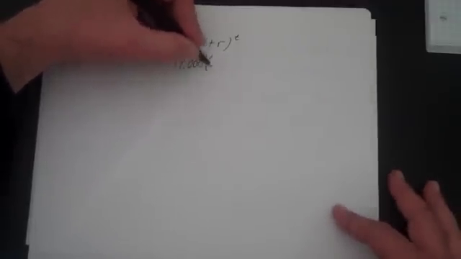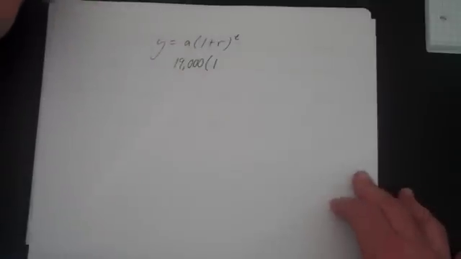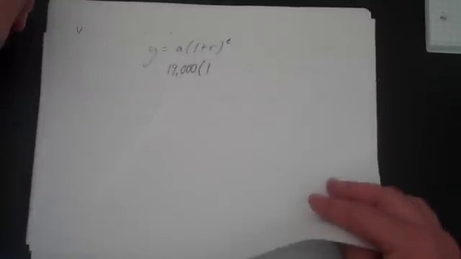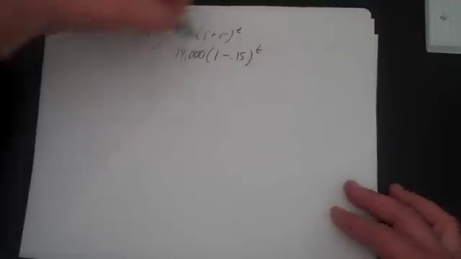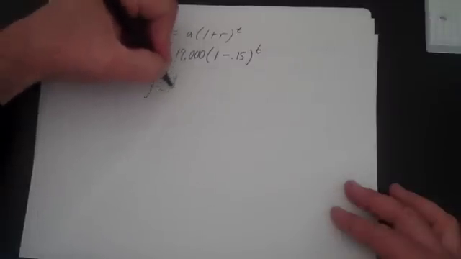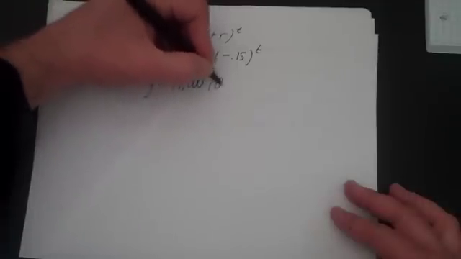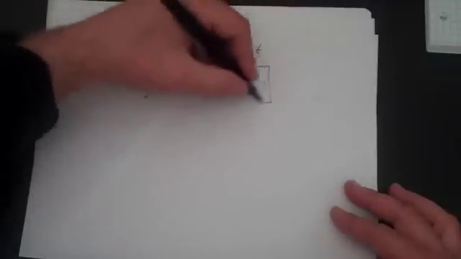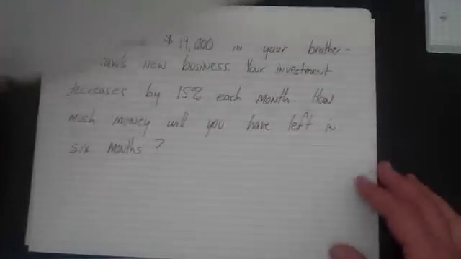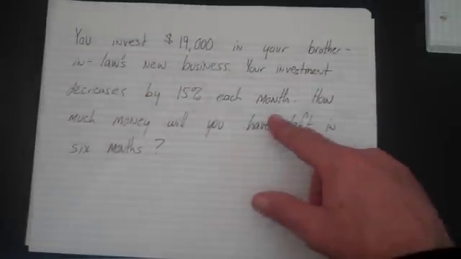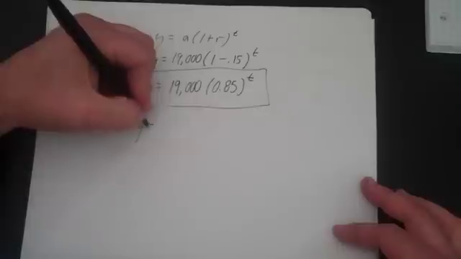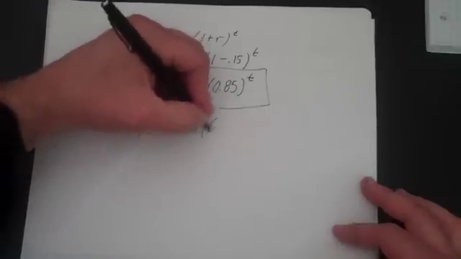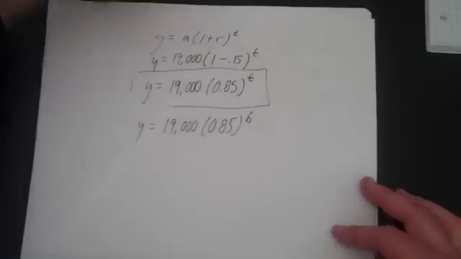You start off with $19,000. It's 1 plus the growth rate, but the growth rate here is a negative 15%, so that's 1 minus 0.15, to the t. So your basic function is 19,000 times 0.85 raised to the power of t. This is your function. If you know the time periods, then you can calculate an actual value. Here, it's a decrease for each period, so that's a 6. So it's y is equal to 19,000 times 0.85 raised to the power of 6.